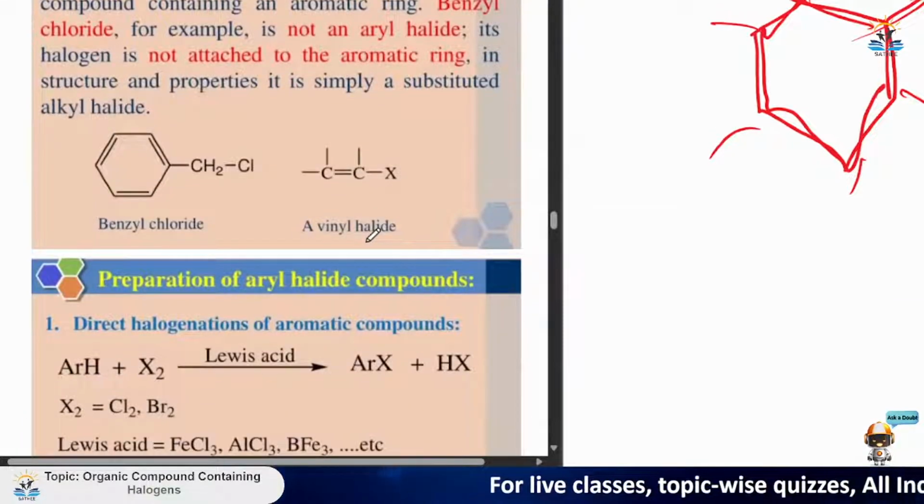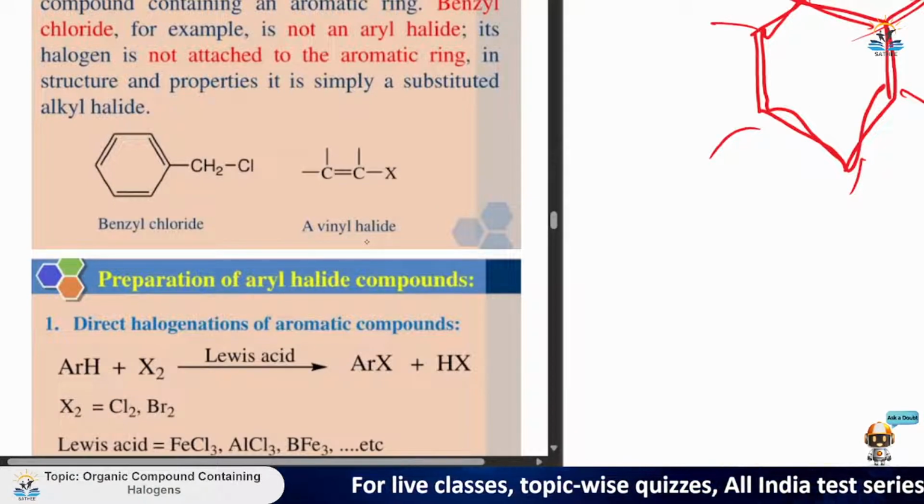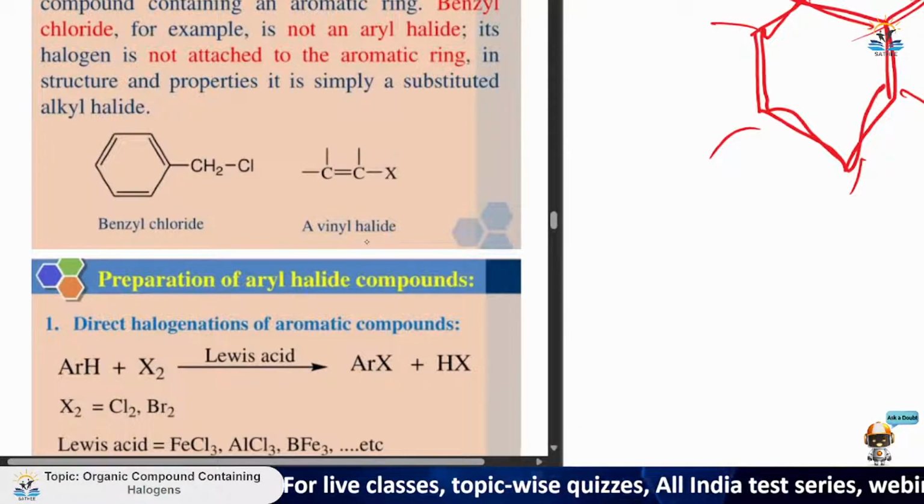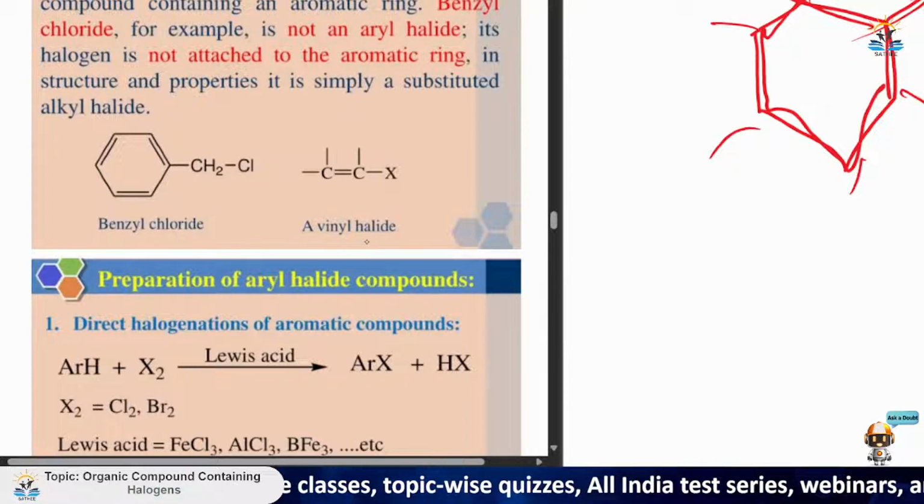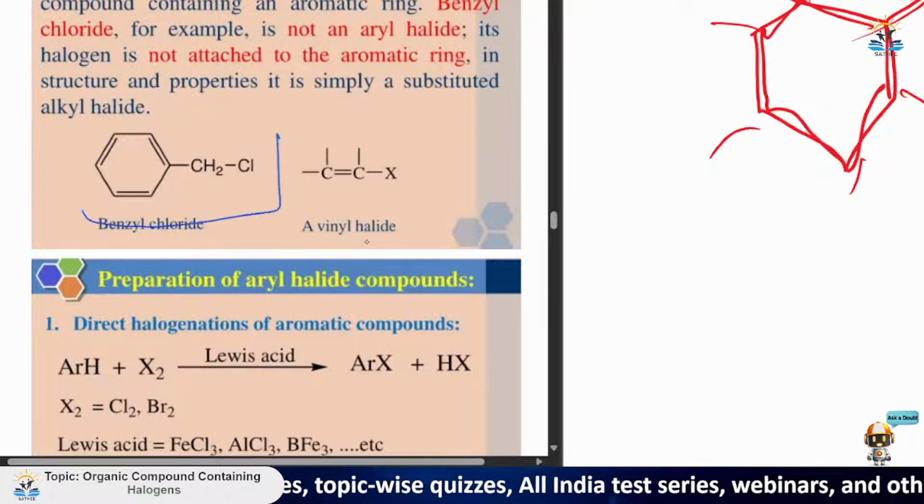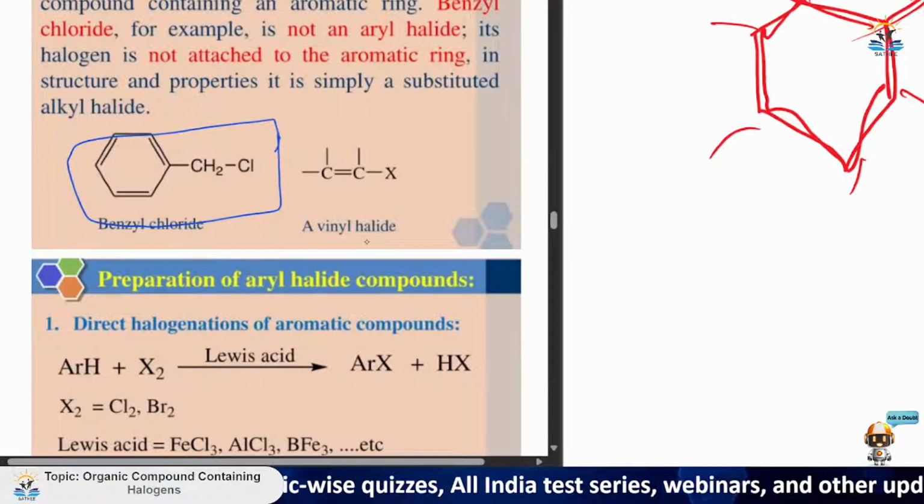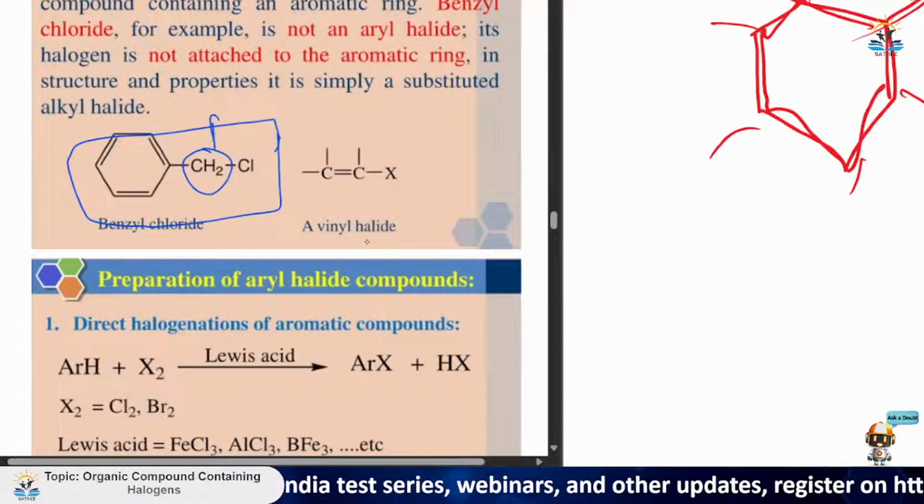Now, let's see some of the structures. An aryl halide is not just any halogen compound containing an aromatic ring. Benzyl chloride, for example, is not an aryl halide. Why is it not an aryl halide? Its halogen is not connected directly to the aromatic ring. It is connected to this R part. So this is an alkyl halide.